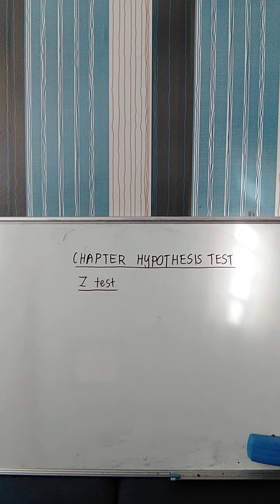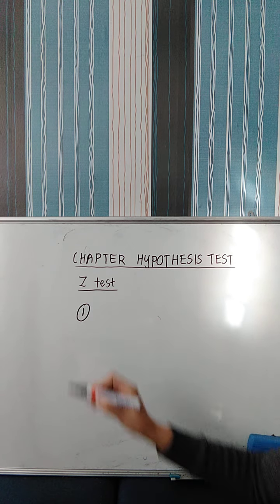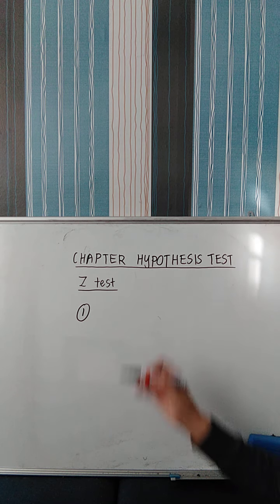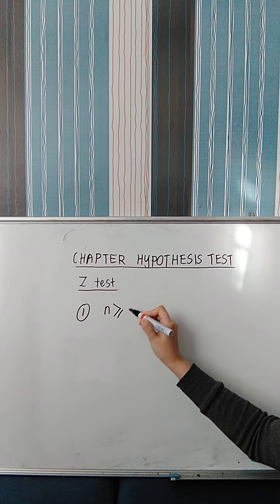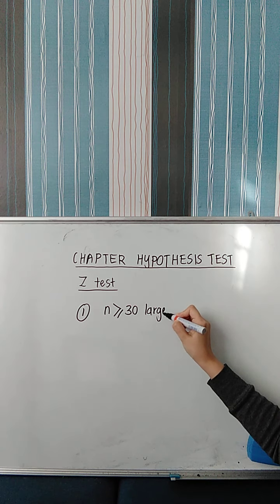For Z test, you have three conditions: condition 1, condition 2 and condition 3. And then you are given the test statistic. I explain condition 1. If the sample is a larger sample, it means the value of n must be more than or equal to 30. This is larger sample.